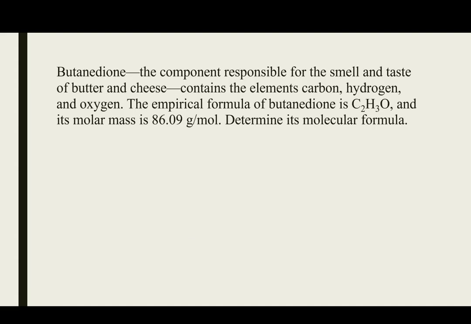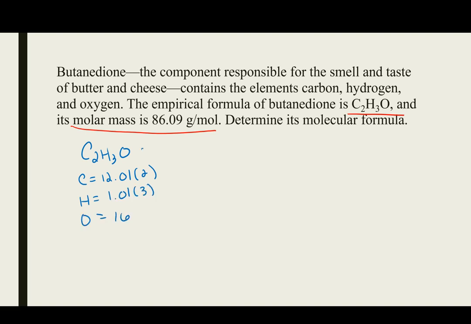So if I am given the empirical formula and I am given the molar mass, I can solve for the molecular formula. You will always be given the molar mass in these problems. So what I do is I take the empirical formula, C2H3O, and I add up the mass of the molecular formula. So C2H3O has a mass of 43.05.